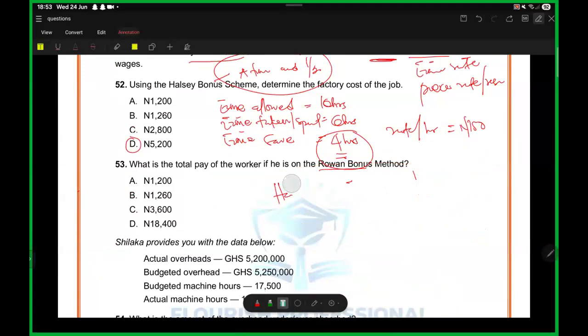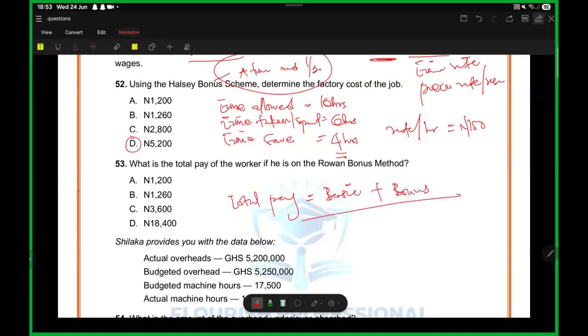Now 53 is telling us, what is the total pay for the worker if he is on the Rowan bonus method? Now total pay is the basic salary the person is receiving plus the bonus scheme. So basic salary is the same thing.